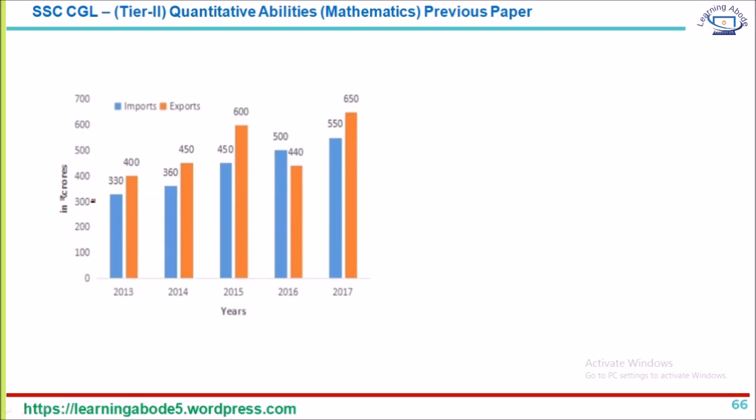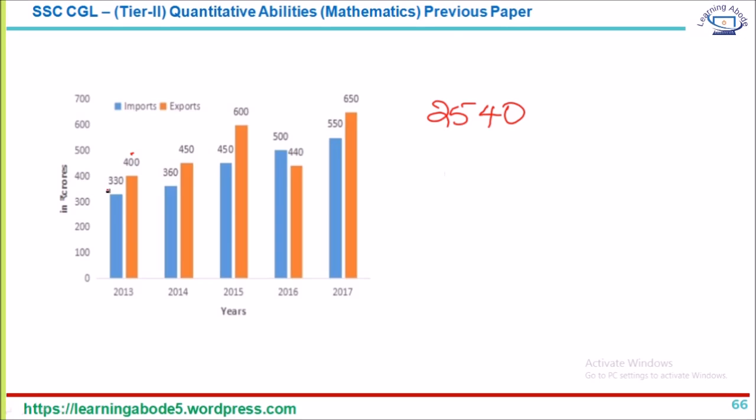So for exports, we have to count the total first for calculating the average. So 400 plus 450, that's 850. 1450, 1450, 440, and then 650. Okay, that amounts to 2540.